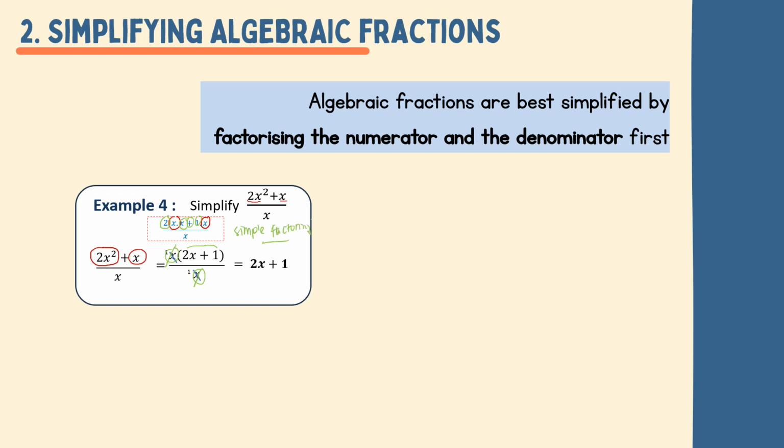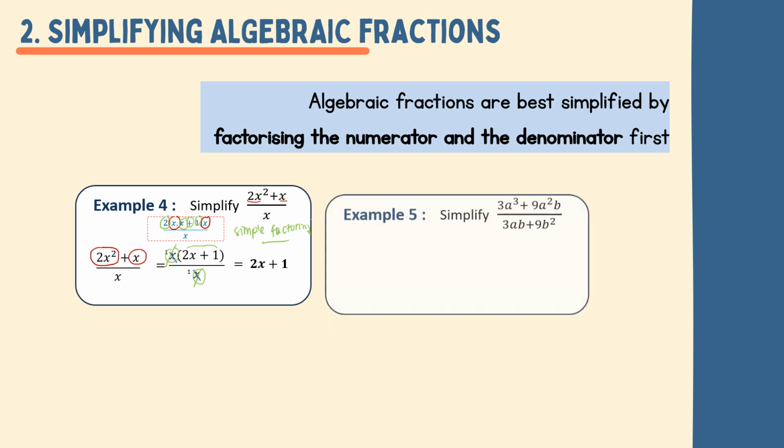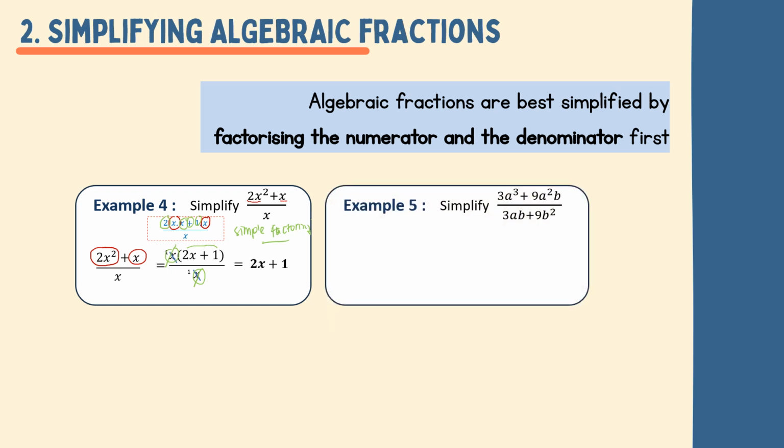Okay, so let's move to the next example. Simplify 3a cubed plus 9a squared b all over 3ab plus 9b squared. For the numerator and the denominator, there are more than one term. So you can do simple factorizing for the numerator and then for the denominator. So let's do it separately but together, okay?